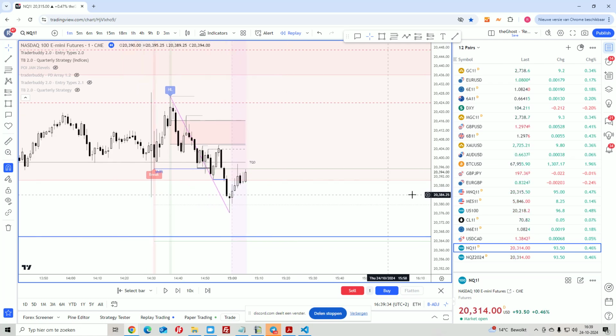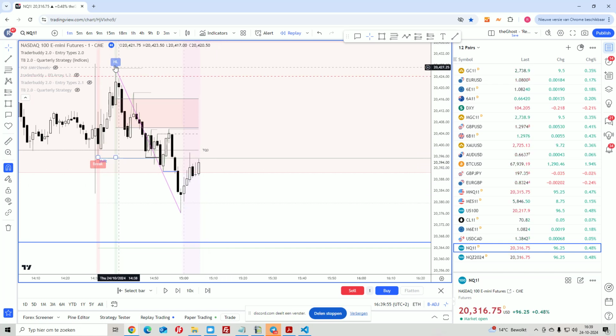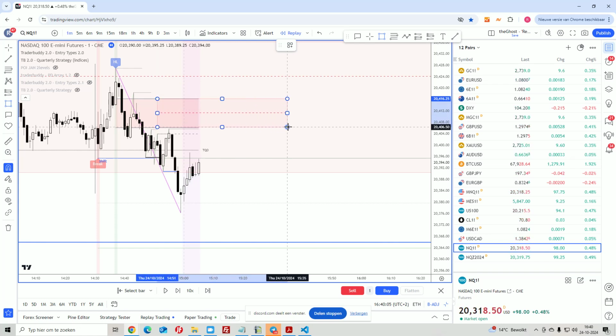So what else do we have as a confirmation? Well, if price is above the quarterly open, we want to look for a short entry. As long as we are below, we're not interested in looking for an entry. And in confluence with our entry indicator, as long as we do not reach this level, and I think you can guess what this price area is.